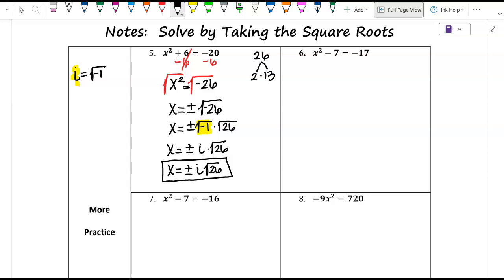And again, that's telling us we know that that function does not cross the x-axis. As soon as we see that i in an answer, we know it has an imaginary solution, and it means it doesn't cross the x-axis.